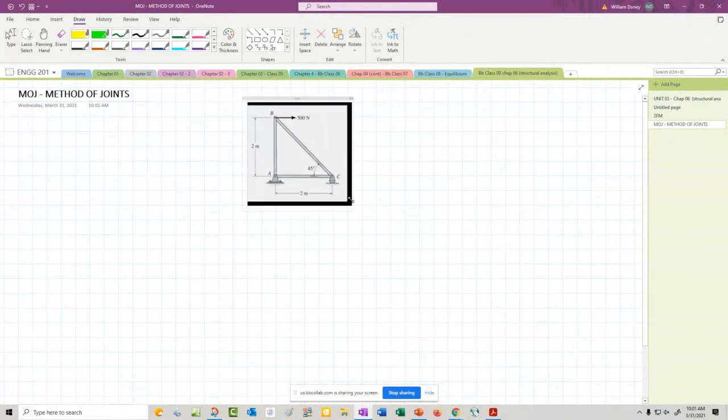All right, so there's going to be our problem. It's three members. This is a perfect candidate for the method of joints because there's only three. There'd be no reason to try to section this because it's not a big truss. No reason to section it. We just do method of joints.